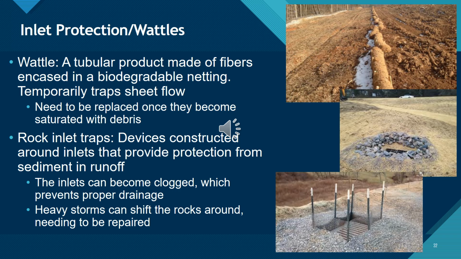Inlet protection and wattles. A wattle is a tubular product made of fibers encased in a biodegradable netting that temporarily traps sheet flow. It needs to be replaced once it becomes saturated with debris. Rock inlet traps are devices constructed around inlets that provide protection from sediment and runoff. The inlets can become clogged, which can prevent proper drainage, and during heavy storms the rocks can shift around, needing to be repaired.